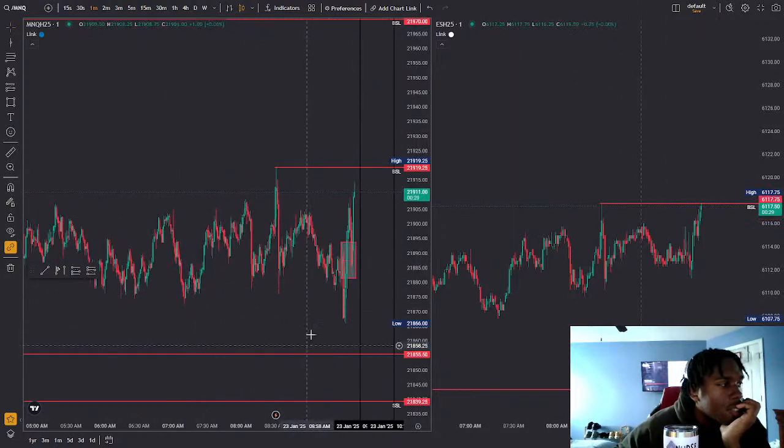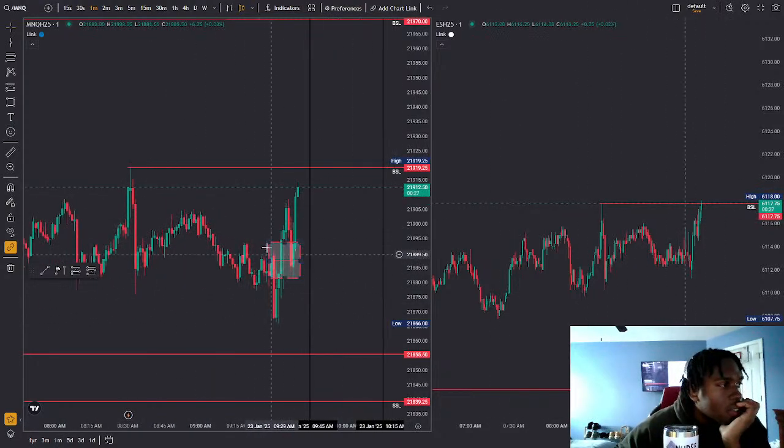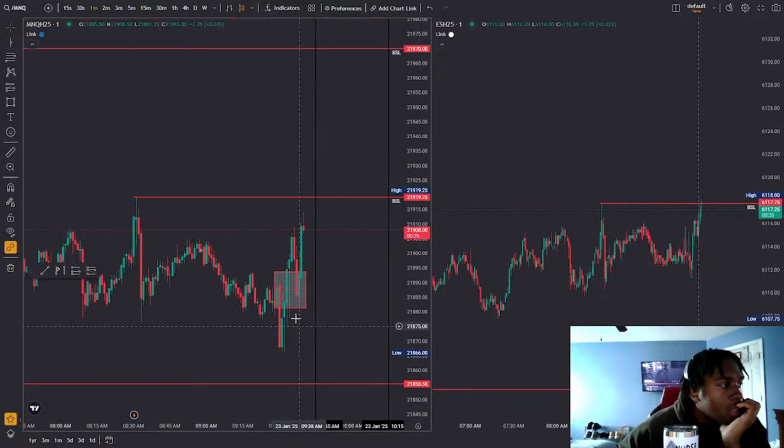So we swept liquidity here, displaced higher, respected this breaker block, and now we're pushing up higher.